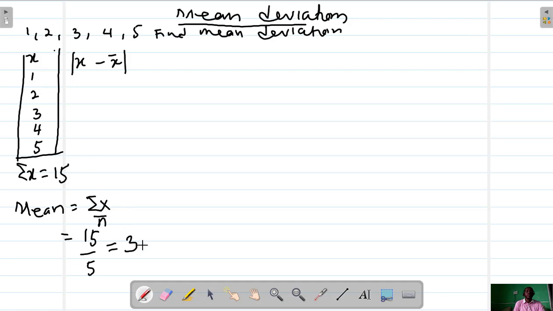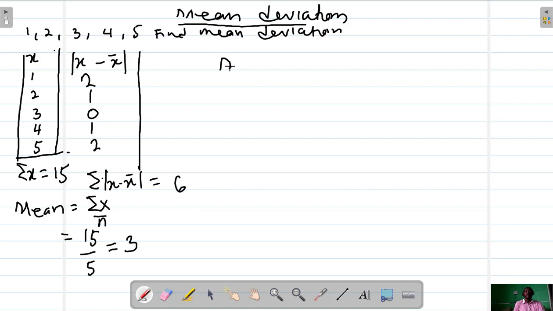So 1 minus 3 is negative 2, but in absolute it will be 2. 2 minus 3 will be negative 1, so it will be 1. Then 3 minus 3 is 0. 4 minus 3 is 1. 5 minus 3 is 2. Then we sum x minus x bar absolute. We sum it, so it will be 2 plus 1 is 3, plus 0 is 3, plus 1, 4, plus 2, 6.